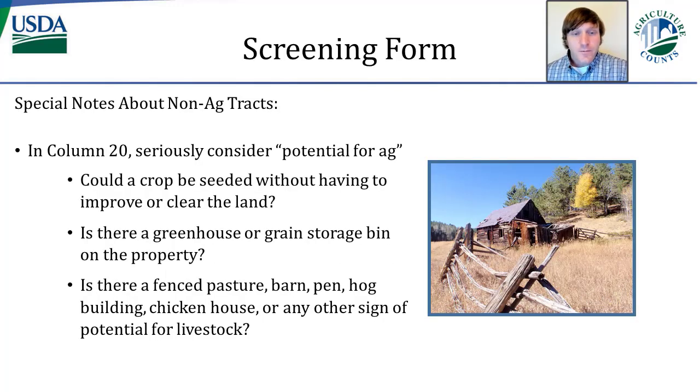In column 20, seriously consider what it means for an operation to have potential for agriculture. In the next 12 months, could a crop be seeded without having to do significant improvements or clearing of the land? Is there a greenhouse or grain storage bin on the property that looks like it would not take a lot of work to put into production right away? Is there a fenced pasture, a barn, a pen, a hog building, a chicken house, or any sign of other potential for livestock?